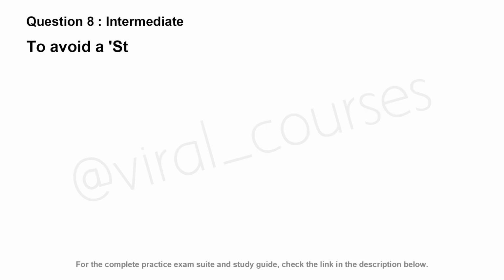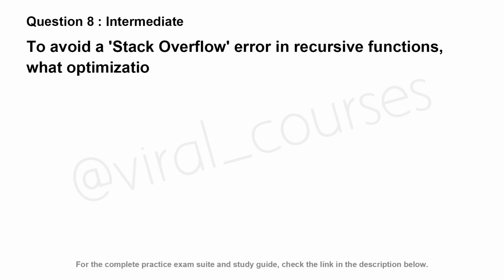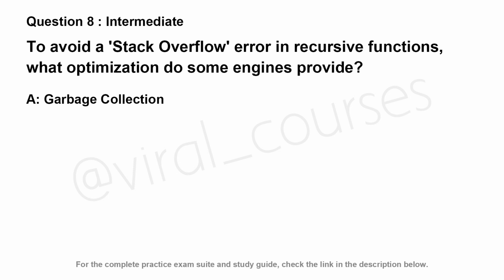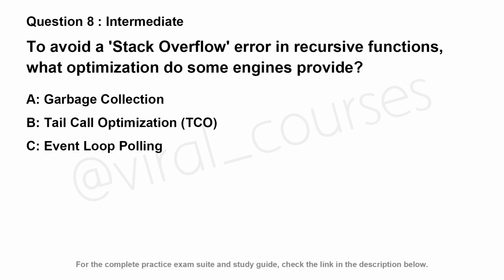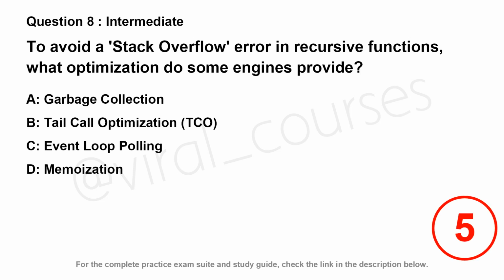To avoid a Stack Overflow error in recursive functions, what optimization do some engines provide? Option A. Garbage collection. Option B. Tail call optimization, TCO. Option C. Event loop polling. Option D. Memoization.